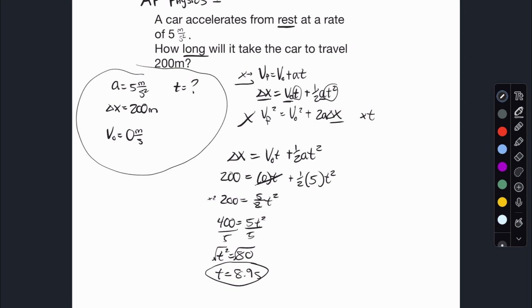You want to figure out which equations you need to use. So we didn't use these 2, and we found this one that we need, and we just solved from there.